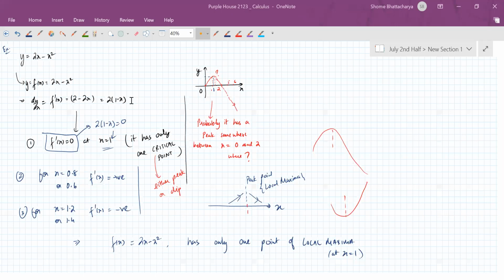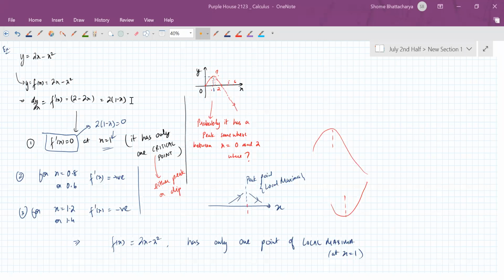Okay, sir. So the number of critical points will be the power of the polynomial? Very good question, beta. Think like this: the number of critical points will be the number of roots of the equation f prime x equal to 0. Now, if f has a power of n, then what is the maximum power of f prime x? It is n minus 1. So that will become the number of roots, actually. Okay, sir, thank you. Got it.